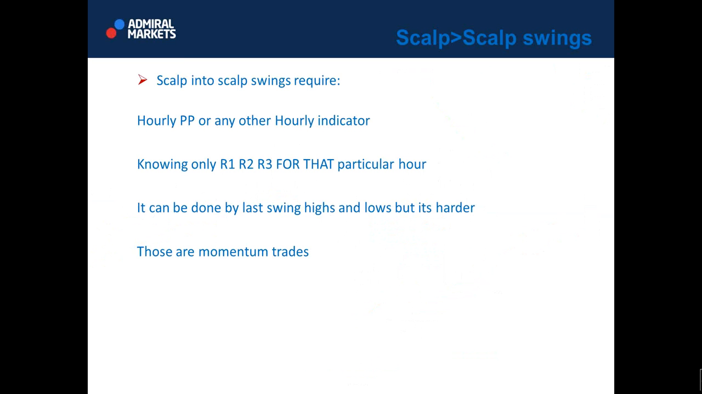Knowing only R1, R2, R3 for that particular hour. Because you're scalping, you use 5-minute time frame. You need to know hourly pivot points, not daily pivot points, because you cannot do this on daily pivot point indicator. But scalp swings into intraday positioning can be done on daily pivot point indicator. We will see that on next slide.